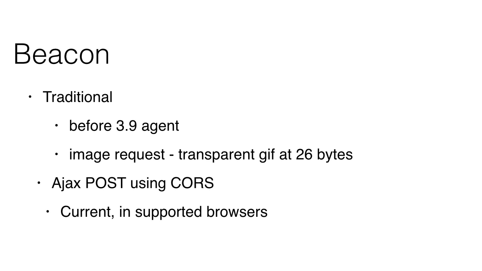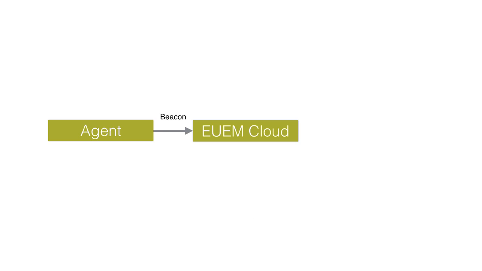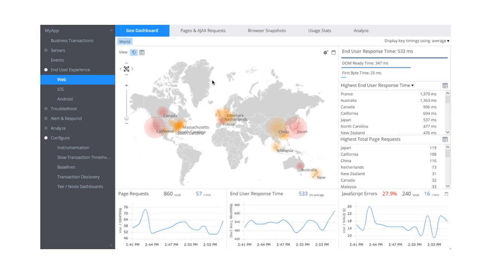Before the 3.9 agent, the beacon was sent in an image request. The image itself is only 26 bytes, the smallest GIF possible. In supported browsers, it is now sent as an AJAX post request using CORS, cross-origin resource sharing, a specification that allows your page to safely make requests to non-same origin domains. The beacon is sent off to the Cloud Collector for processing. After processing, it is fetched by your controller, where you see the results in the UI.